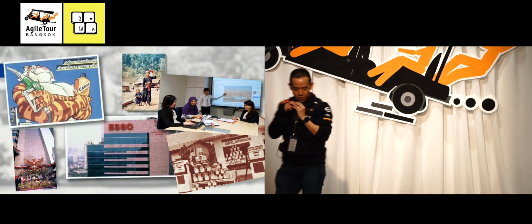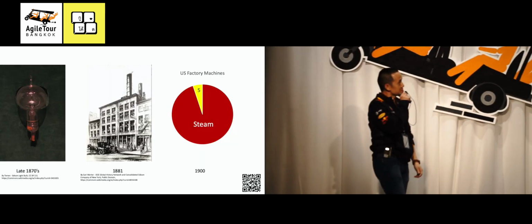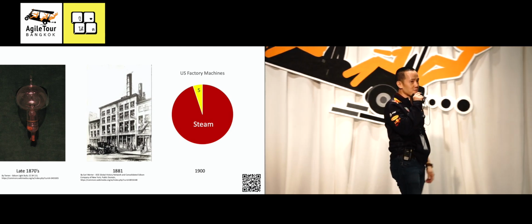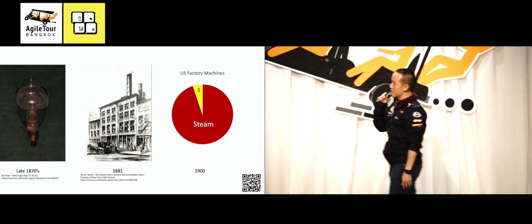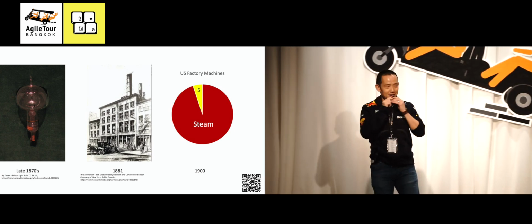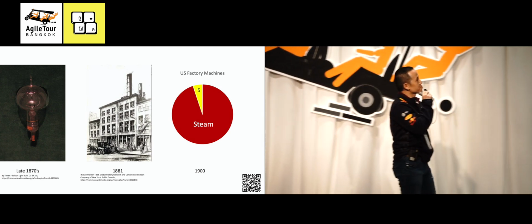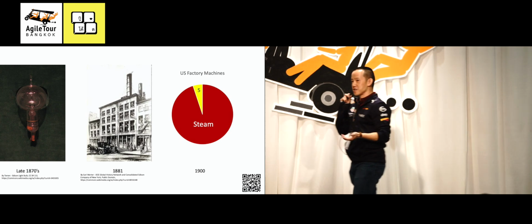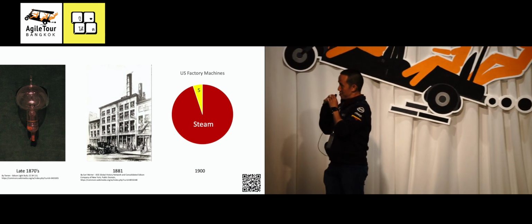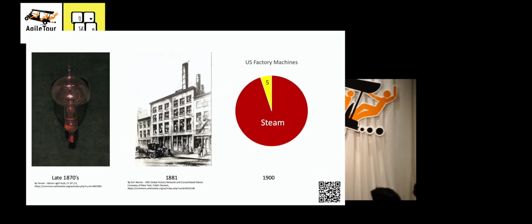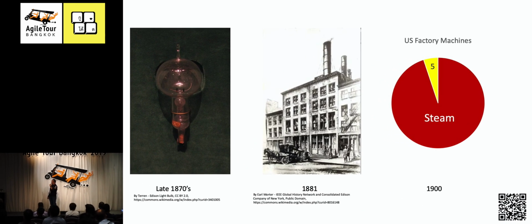So the first story I'm going to tell you is this little thing called the light bulb that we all know was invented by Edison in the late 1870s, right? By 1881, about 10 years later, there was a first electricity generation station in the United States. By 1900, almost 30 years later, how many factories in America do you think have replaced electrical machines instead of using steam machines?